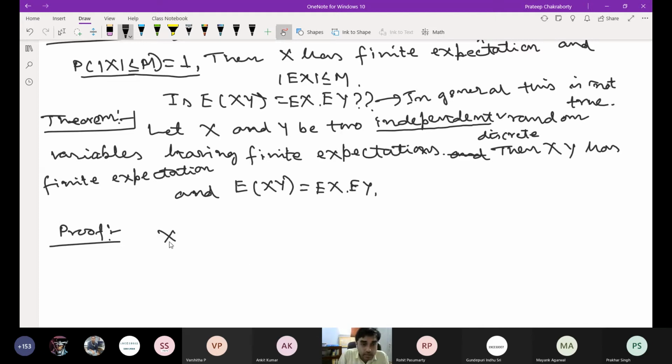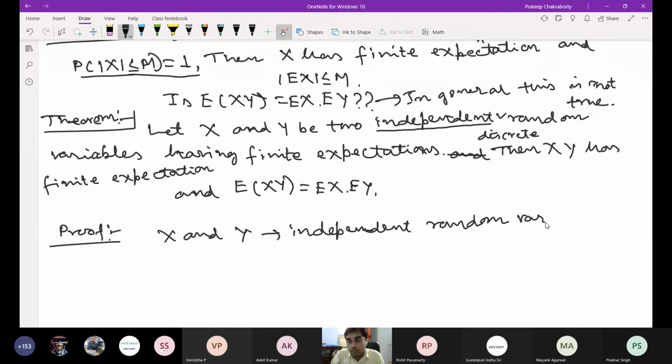So X and Y are independent random variables. What does it mean? This is not yet taught, but you have seen independent events, right? You have seen when two events are independent. We can similarly define it here. These things will be taught again in detail, but here we need them.